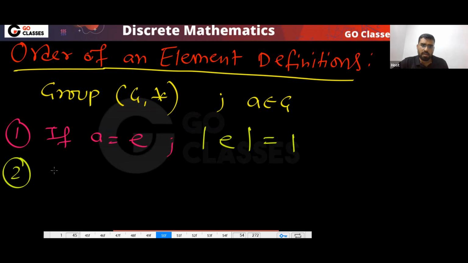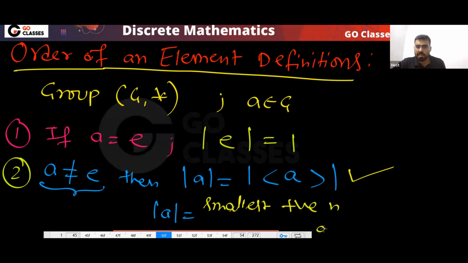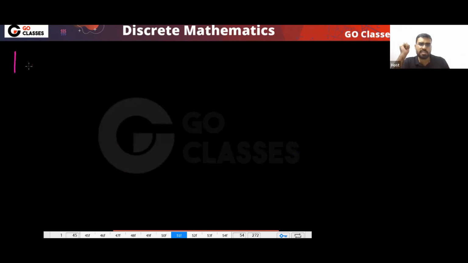Now, if A is not equal to E, then what will happen? Then I can say the order of A is the same as the size of the subgroup generated by A. This is definition number 1. And what is another definition? The order of A is the smallest positive n such that A power n is equal to E. These two definitions are the same, so you can apply either one. Both are the same, so all these three things are the same.